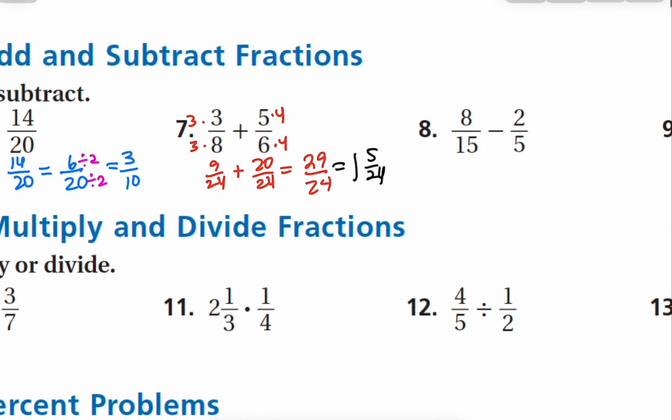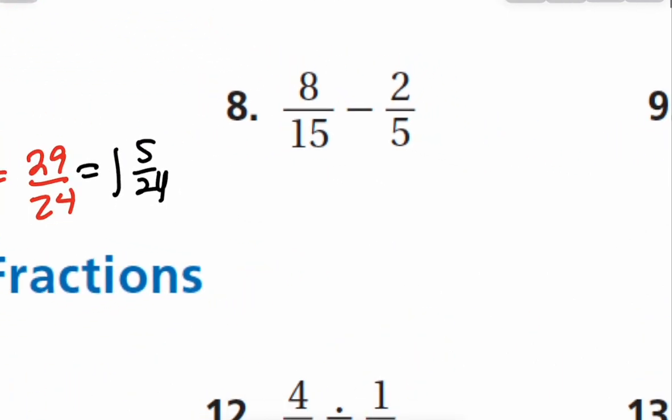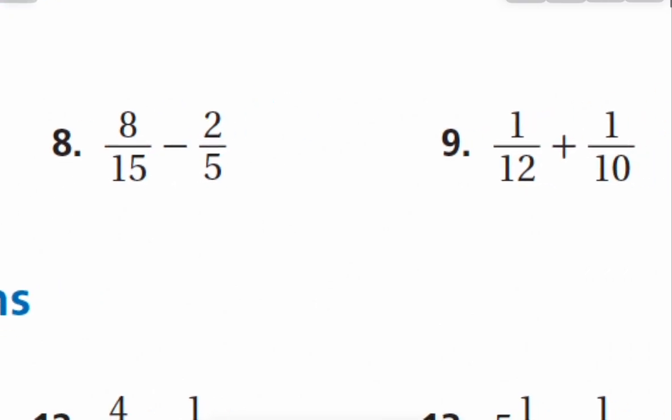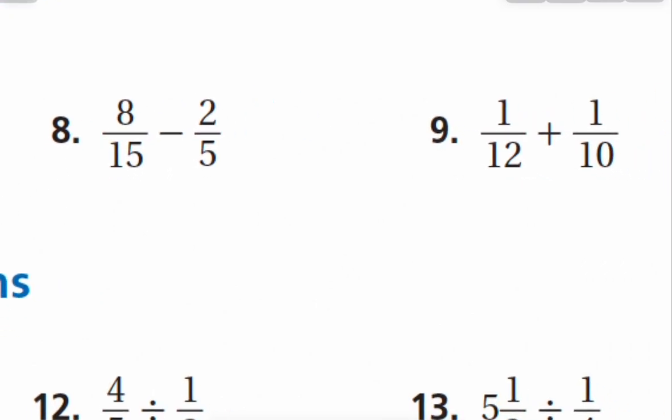Okay, now let's continue the process. I want you on your paper to try number 8 and number 9. This is chapter 11. Try number 8 and number 9 on your own, on your paper, but I would like to show you in a minute. You do have to get common denominators. I will show you 8 and 9 in a minute, but try it yourself.